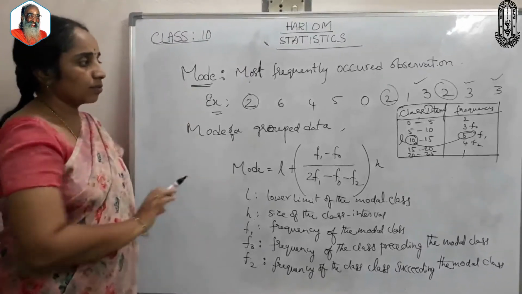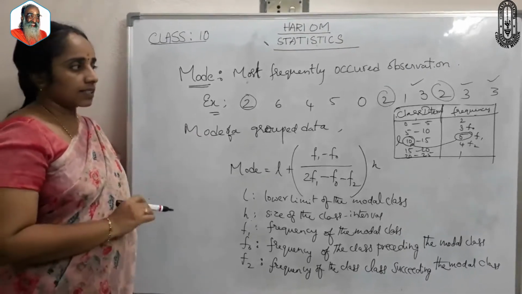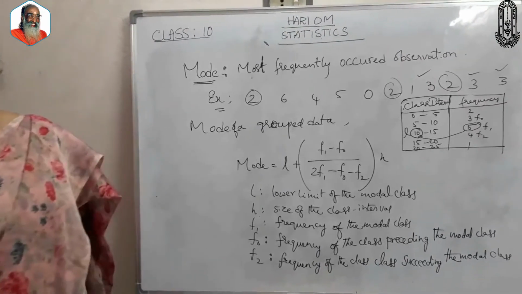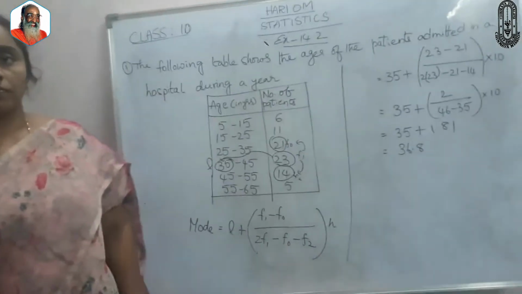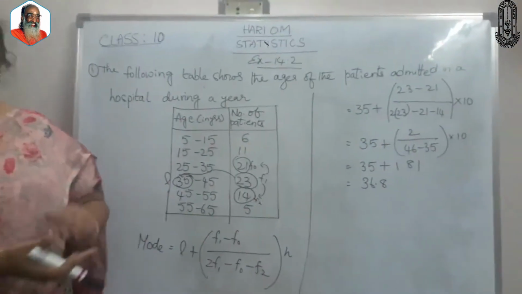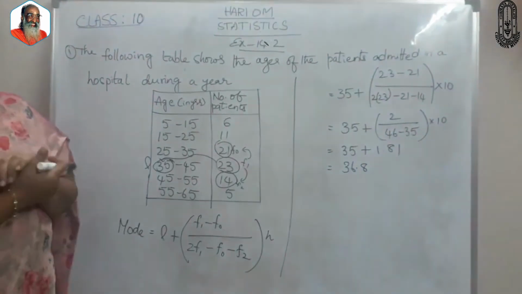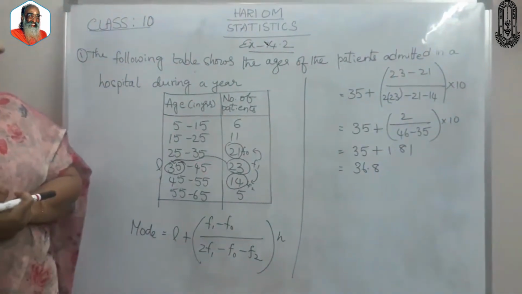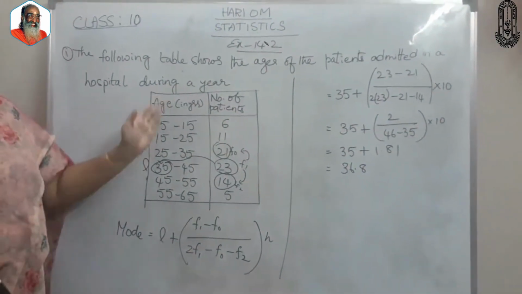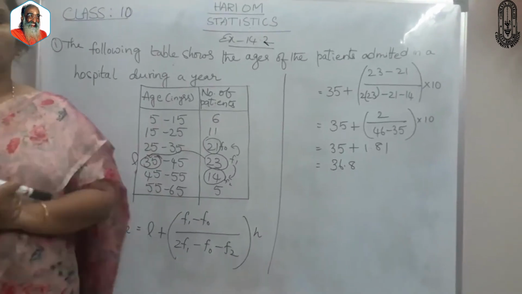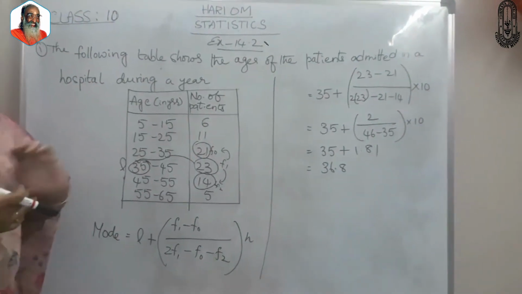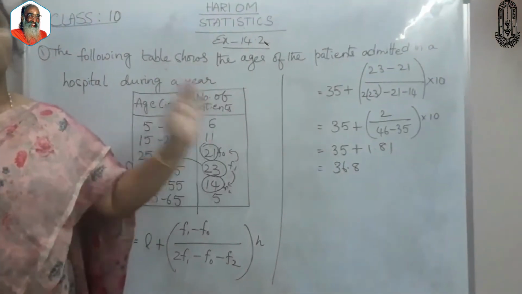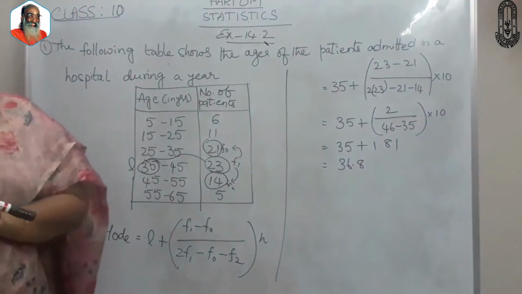This is about mode. Next we discuss problems in the exercise. Second exercise, first problem. In this exercise, the first problem is: the following table shows the age of the patients admitted in a hospital during a year. The data is as follows. And in this question, they asked to interpret the data by finding its mean and mode.